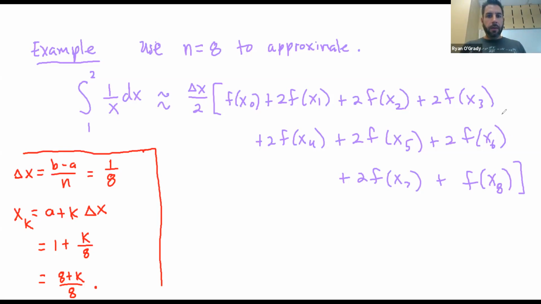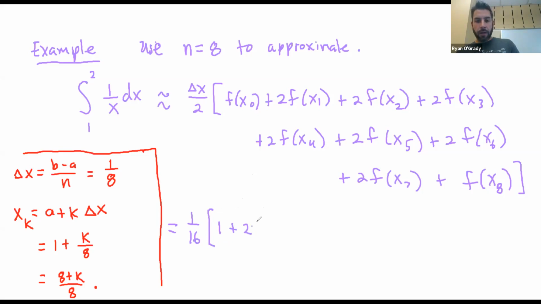Now, let's write down the next step would be, okay, let's start plugging these things in. So this becomes 1/16 out front. And then x sub 0 is 1. So I need to plug 1 into my function. So that's 1 over 1, which is just 1. Then what's the next guy? The next guy is 2 times, what is x sub 1? Well, that's going to be 9/8.